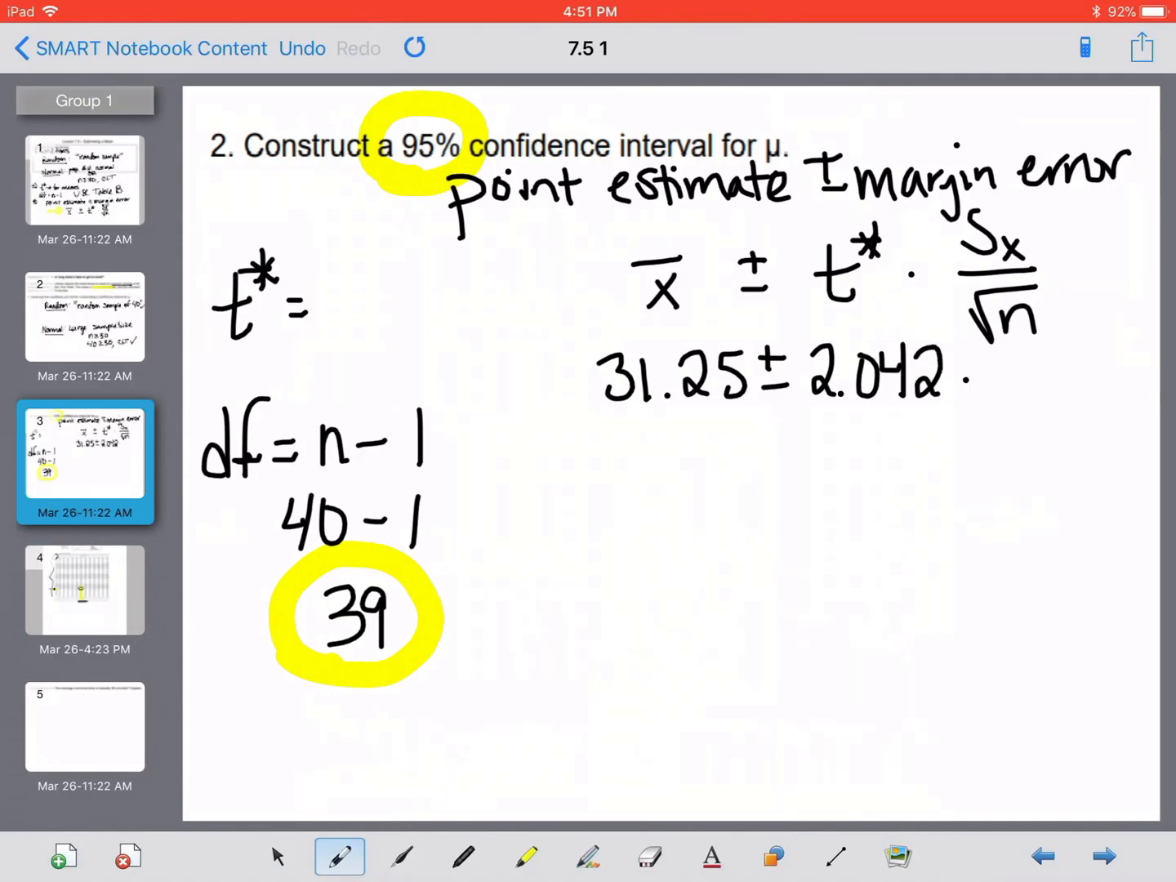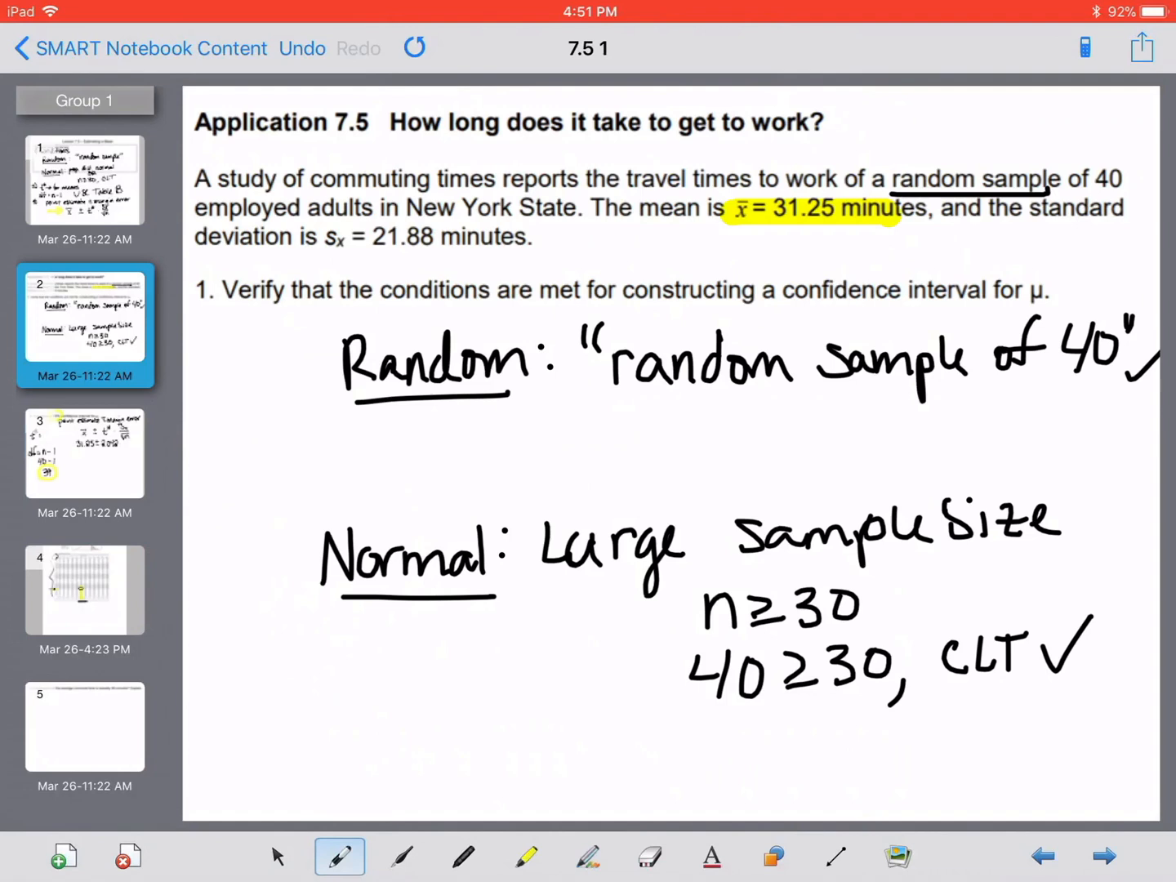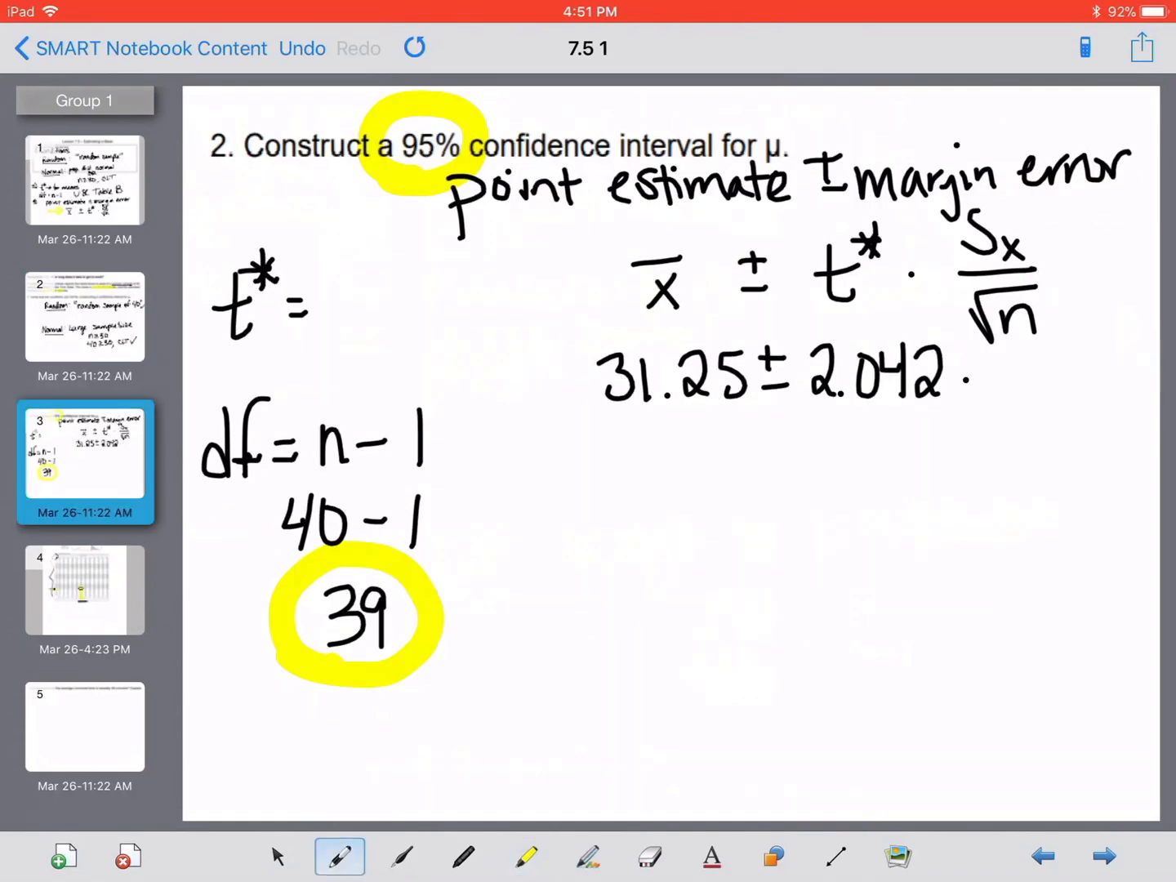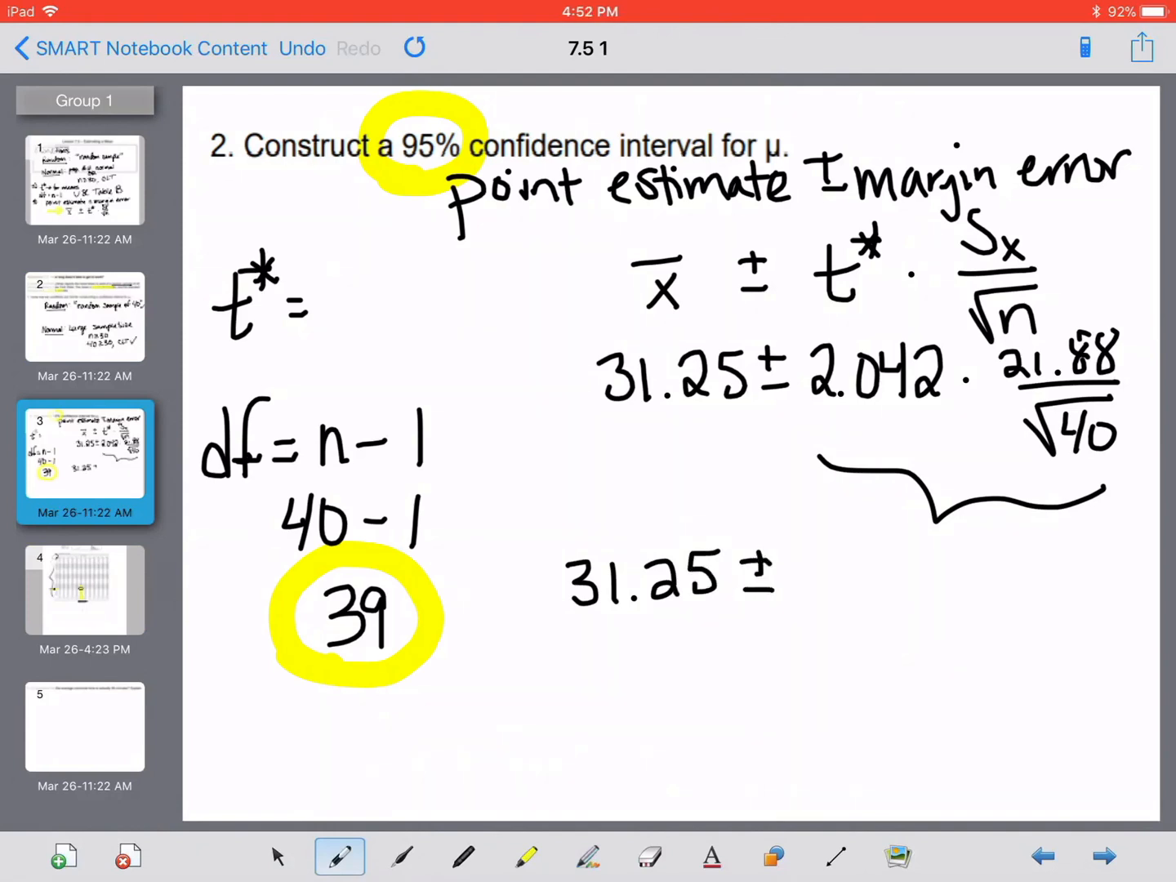So 2.042 times my standard deviation that they give me, which is 21.88, divided by the square root of n. n is 40. Now I'm going to plug that right side in. So I've got 31.25 plus or minus. When I plug that into the calculator, I get 7.064.